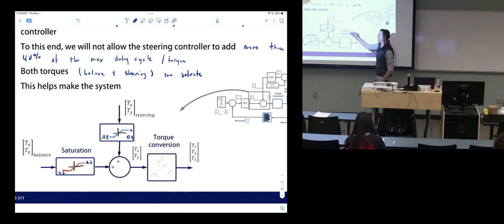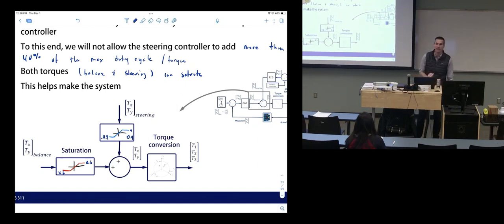These are saturation blocks that will cap it at either 40% or 60% of the maximum duty cycle. Do you understand? Is it clear? This is saturating it, so it's not going to let it go over 40%. This is saturating it, not going to let it go over 60%. We've now made sure that the balance controller will always win. Does that make sense? That's tips and tricks.